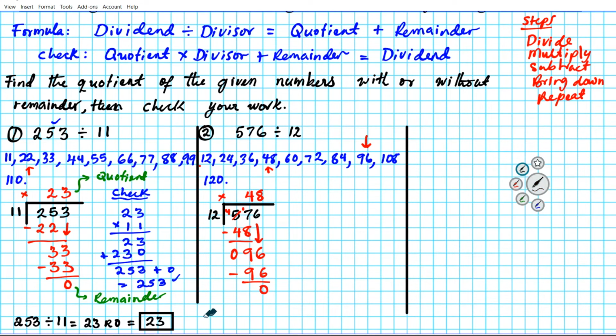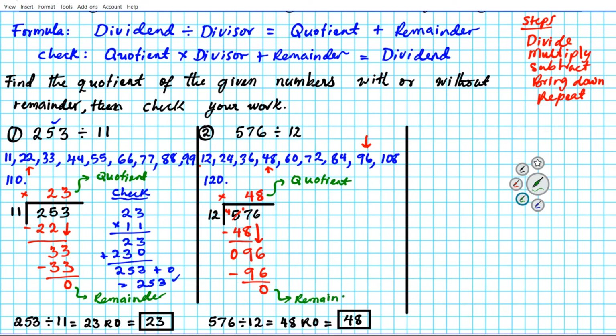Let's write down our answer statement. 576 divided by 12 is 48, remainder 0. But remember, you don't have to write down remainder 0. You just extract the quotient component of your result, and that's your final answer. Okay? So let's not forget this 48 is the quotient and our remainder is 0.